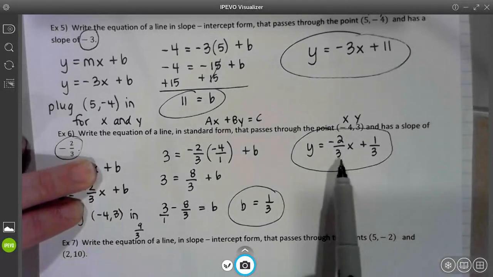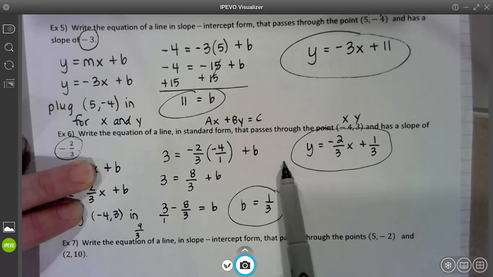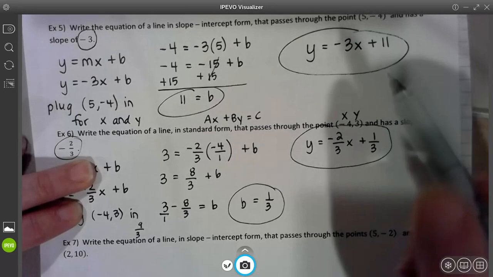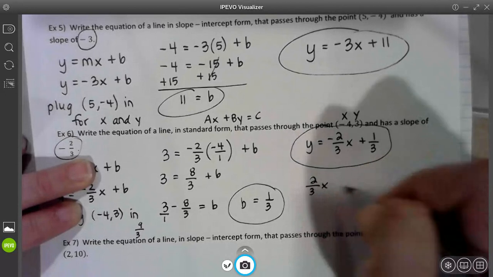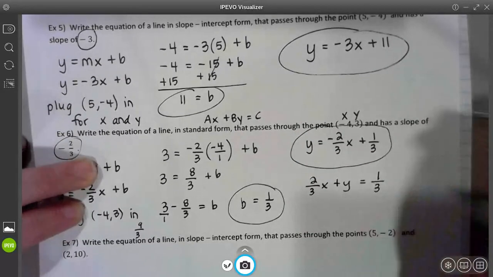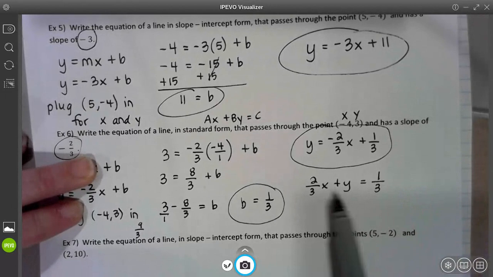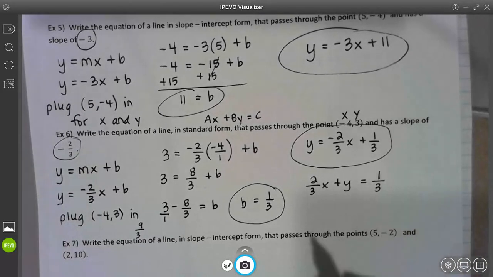So guys, to put this in standard form, move X to the same side as Y. So add your 2/3 X to the left side of the equal sign. Just add it over, move it to the other side. So if I add it over, that would be positive 2/3 X plus the Y that was already there equals 1/3. So you see how you have X and Y on one side equal to a number? That's standard form.